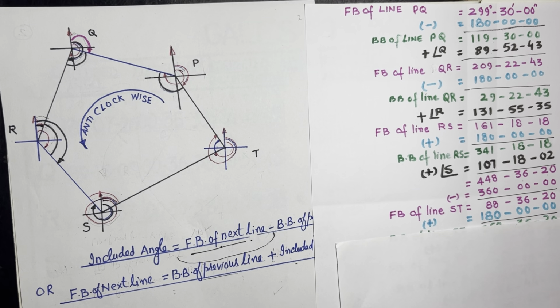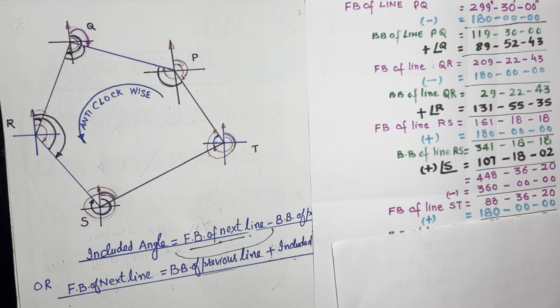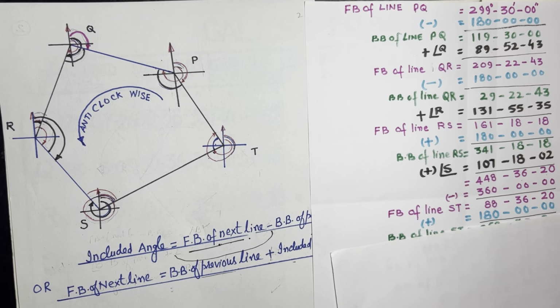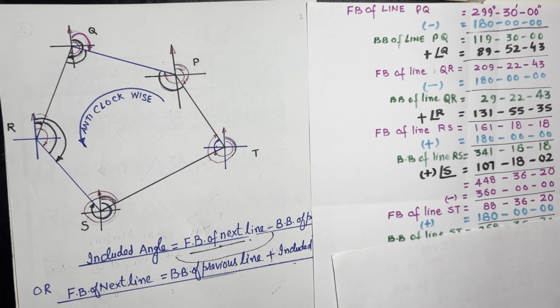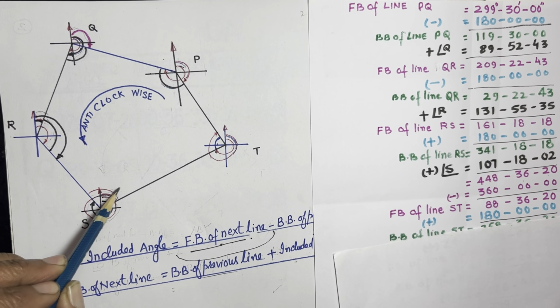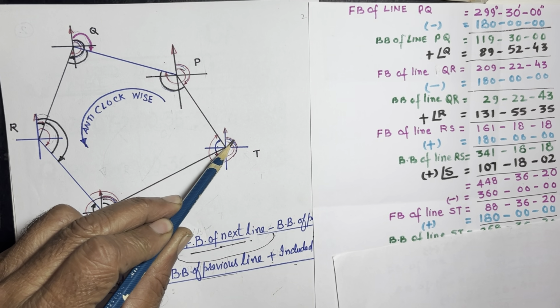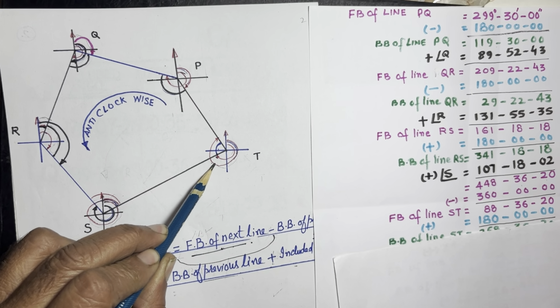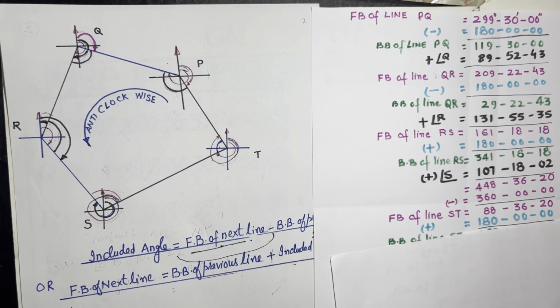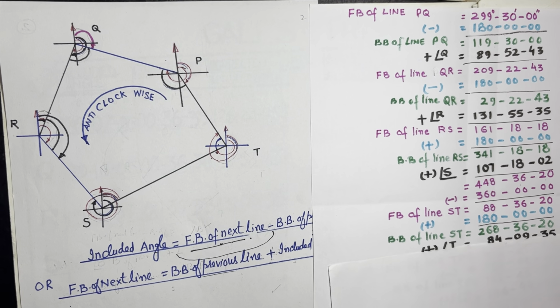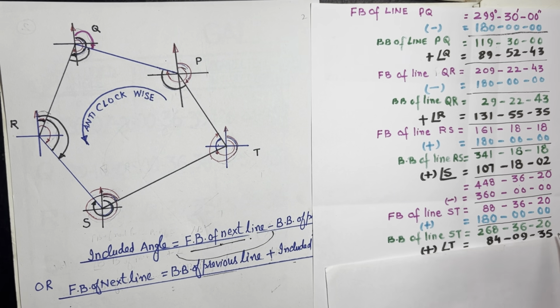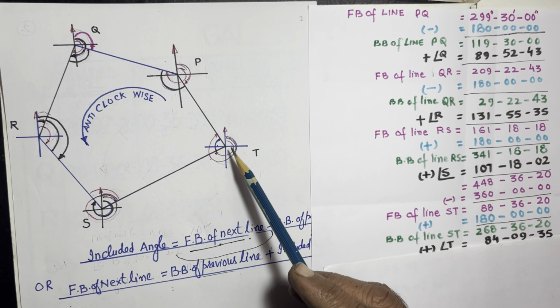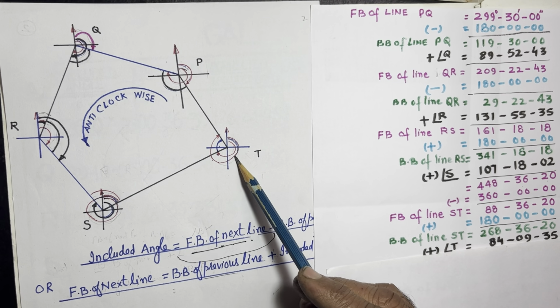Now you have to add 180 degrees for calculating the back bearing of line ST. So this will be the fore bearing. Now add, and this will give you the back bearing of line ST. This comes to be 268 degrees 36 minutes and 20 seconds. This is the back bearing of line ST.